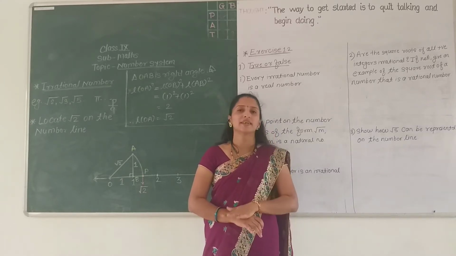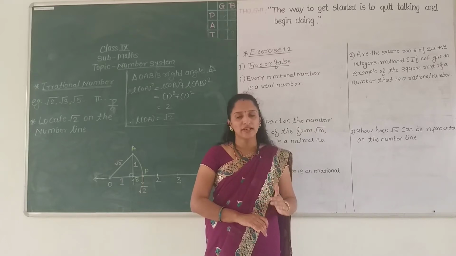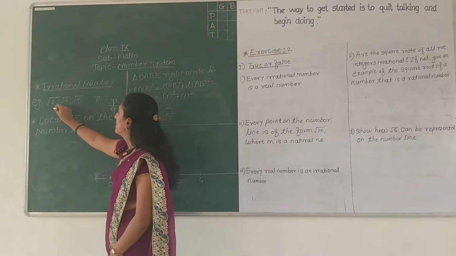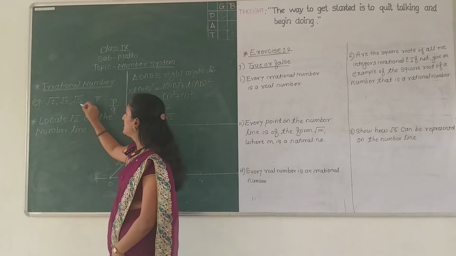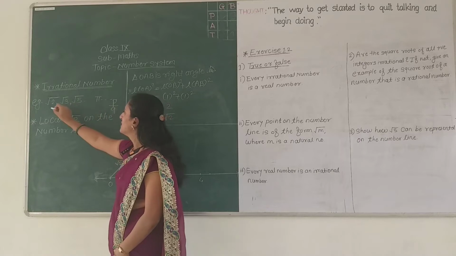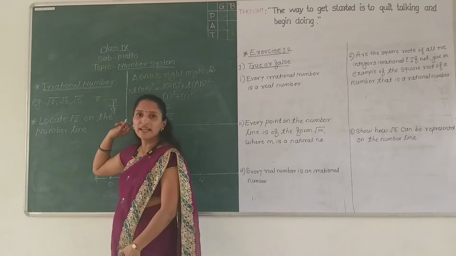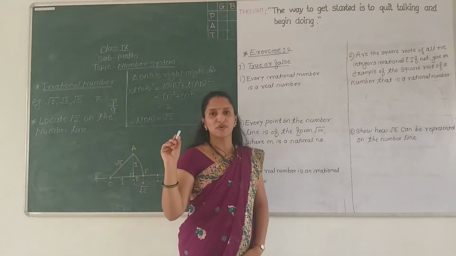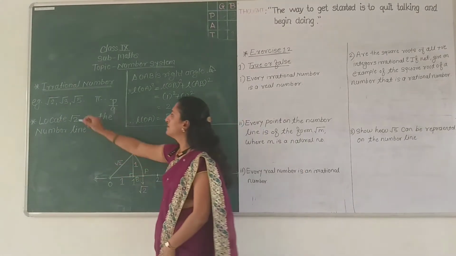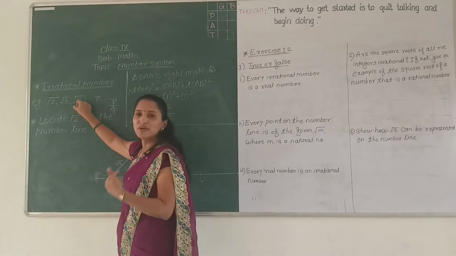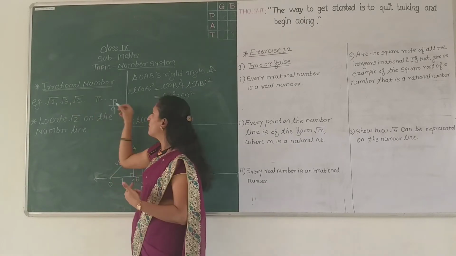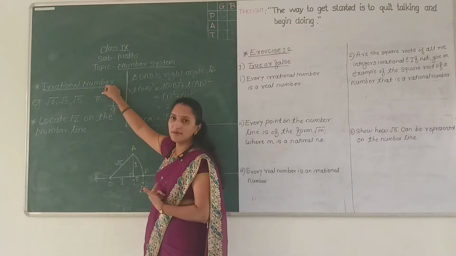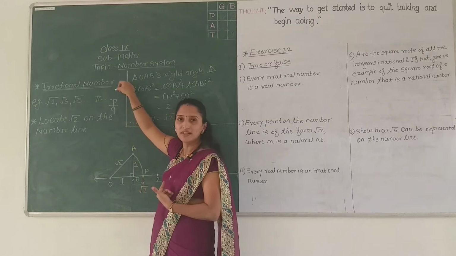So remember students, irrational numbers are not in the form of fractions. There are some examples of irrational numbers here: root 2, root 3, root 5, pi. The value of root 2 is 1.41 and so on. The value of root 3 is 1.73 and so on. So we can't write these numbers in the form of a fraction. Therefore, these numbers are called irrational numbers.